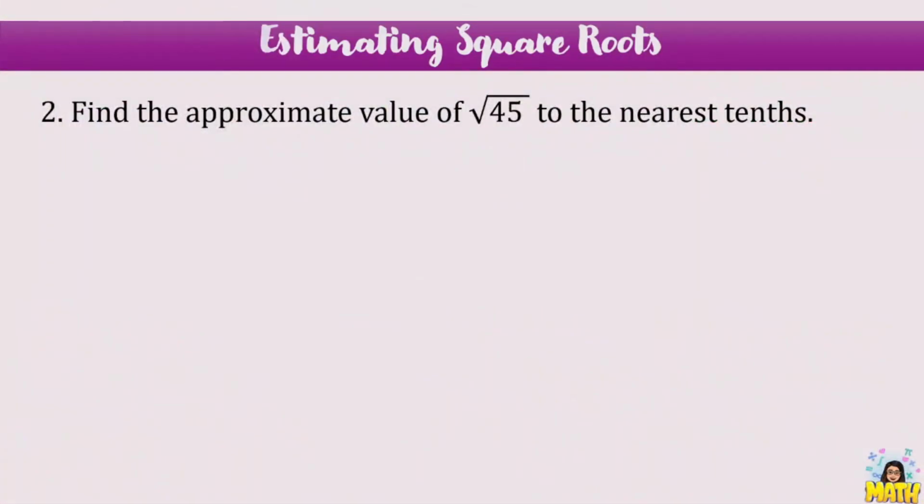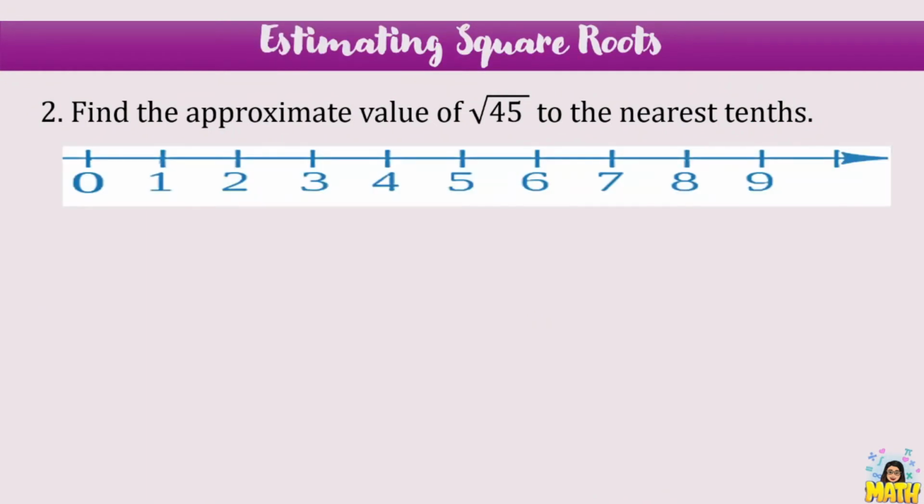Let's find the approximate value of square root of 45 to the nearest tenths. So again, tingnan natin saan banda ang square root of 45. Ano ulit ang mga perfect squared numbers na malapit sa square root of 45? So we have square root of 36 and square root of 49, which will give us the integers 6 and 7. Therefore, square root of 45 is between these integers.